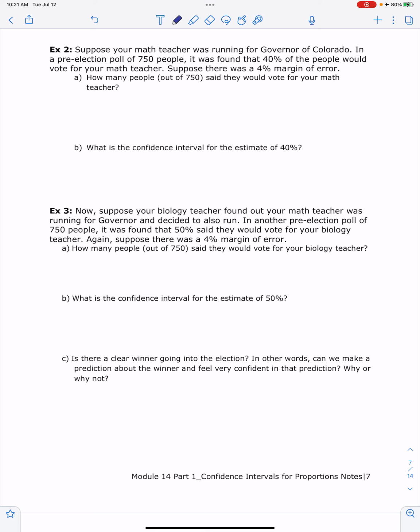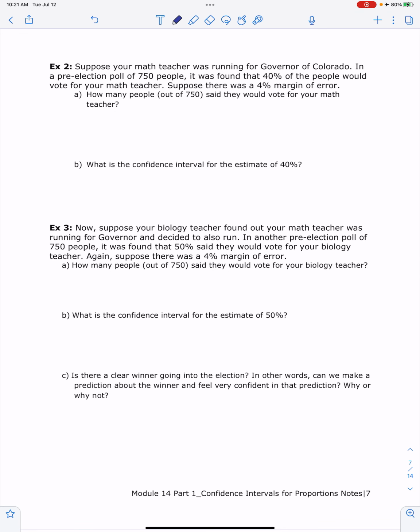Okay, here are the Module 14 Part 1 notes. This is page 7, hopefully this time with sound. We are going to take a look at the concept of confidence intervals. Make sure you are comfortable with what those are before we talk about how to calculate them.